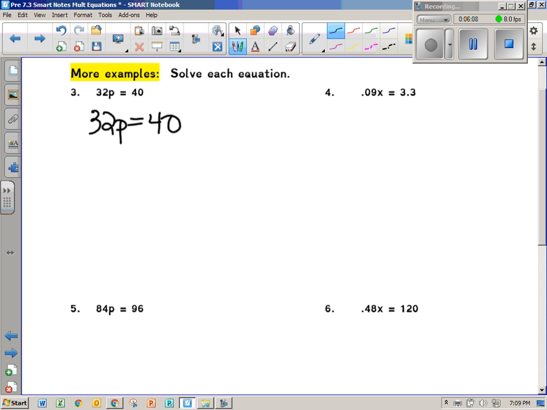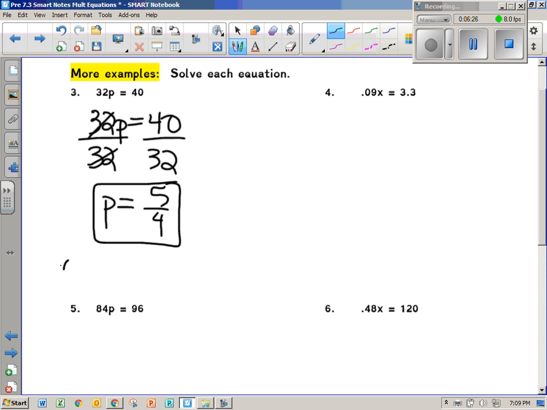We're going to divide both sides by 32 because 32 is what is being multiplied by p. Okay, there's no need to really divide here. You can just simplify the fraction. So 8 goes into both. So we could stop right there, or if you prefer, you could make it a mixed number, or you could make it a decimal.